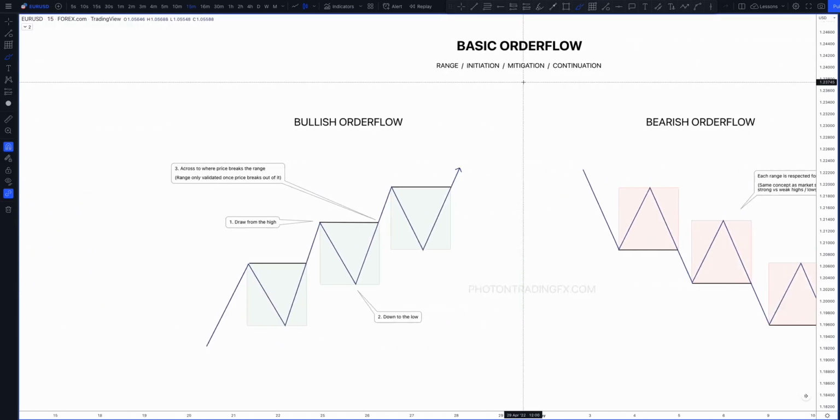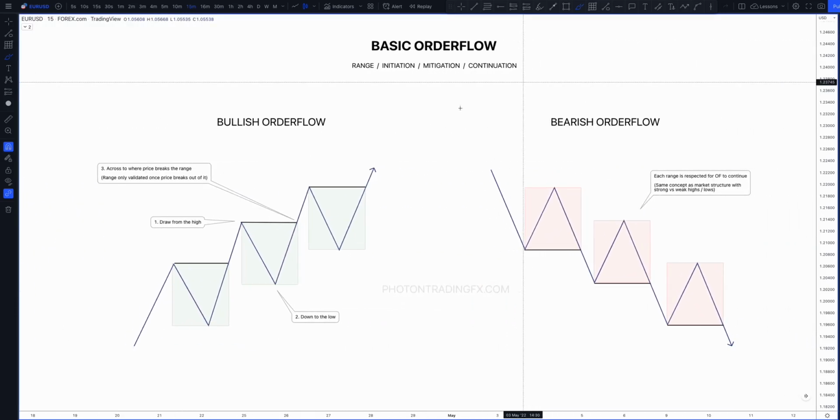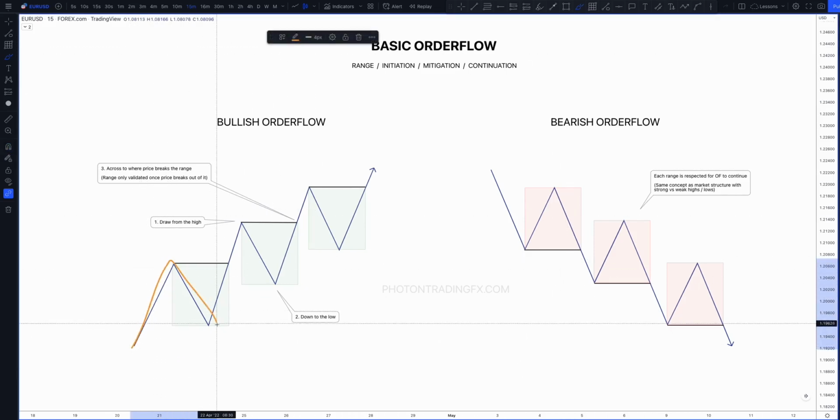Again, another simple concept, but you need to nail this. Basic order flow: when we have bullish order flow, it's the exact same thing with structure. We make a series of higher highs, higher lows, higher highs, higher lows, higher highs.